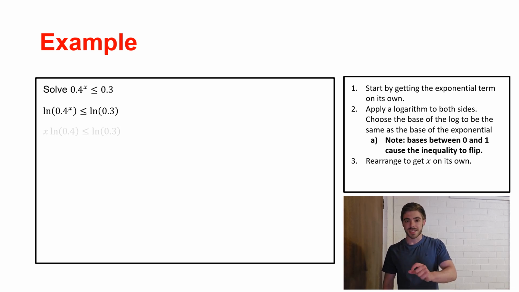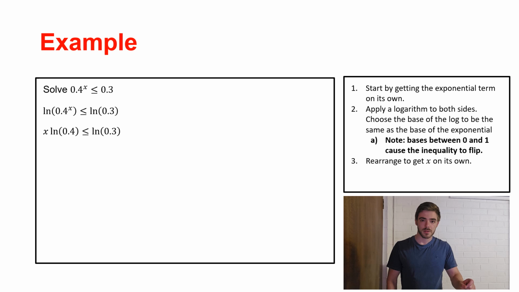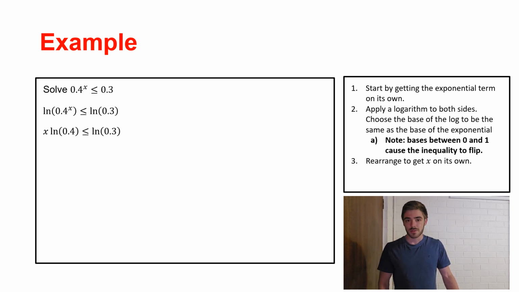We use the power law to take the exponent of x out the front, but here's the difference. We can no longer cancel out that logarithm, so we have to divide both sides by the logarithm. Here's the issue. Is that logarithm positive or negative? Because if it's negative, we need to make sure that we flip our inequality. But when it comes to logarithms, I don't know about you, but I find it hard to figure out immediately, at a glance, is this negative or positive?